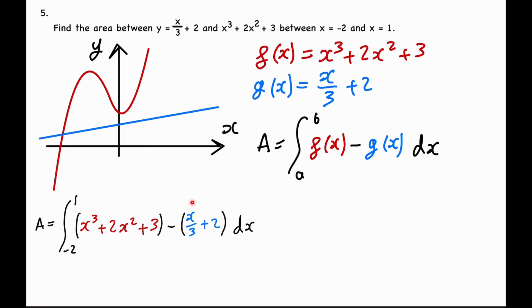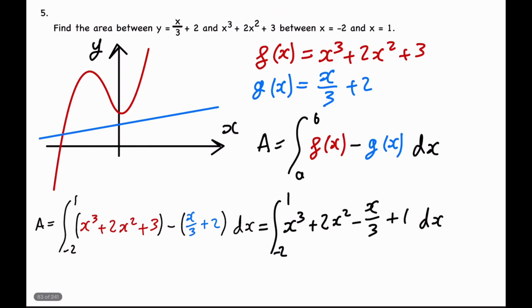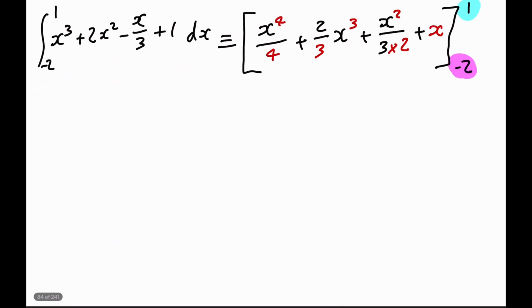So you substitute that all into the equation, and we can collect like terms, and you'll get x cubed plus 2x squared minus x over 3 plus 1. And this is when you take like terms of taking away both of the formulas. And now all that's left is to integrate this function.